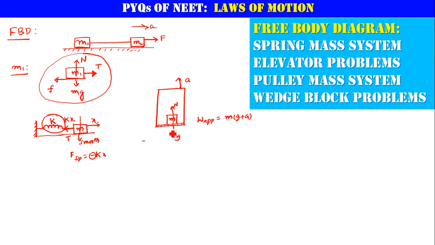If you want to prove it, you can prove it actually. So just take this FBD and apply F net is equal to ma. How do you apply F net is equal to ma here? F net is equal to ma.